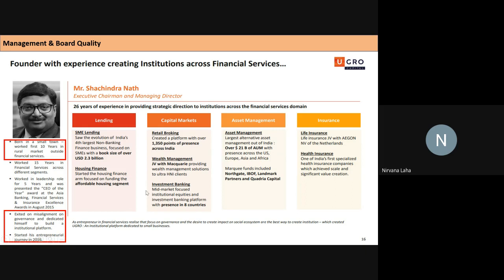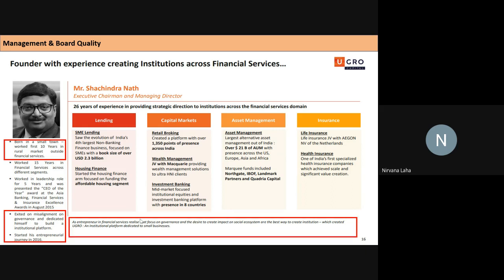But you can see in the red box at the bottom, they have clearly specified that Sachindra exited on misalignment on governance and dedicated himself to build an institutional platform. Started his entrepreneurial journey in 2016. So they have very, very clearly called out that, whatever happened in ReliGare, this person was completely not in alignment with that. So we can gain some confidence out of that as shareholders. Otherwise, the first question a lot of people ask is, okay, he was in ReliGare, so how can we trust him? And we'll find out more reasons of why we can trust him, because of the way he has set up this new company, because of the corporate governance structure he has put in place. We'll see how we can begin to trust him.